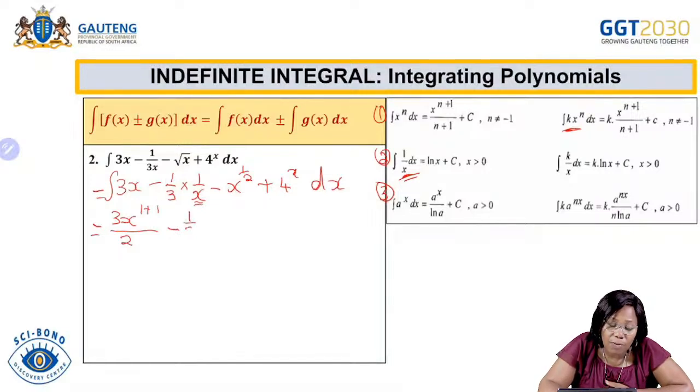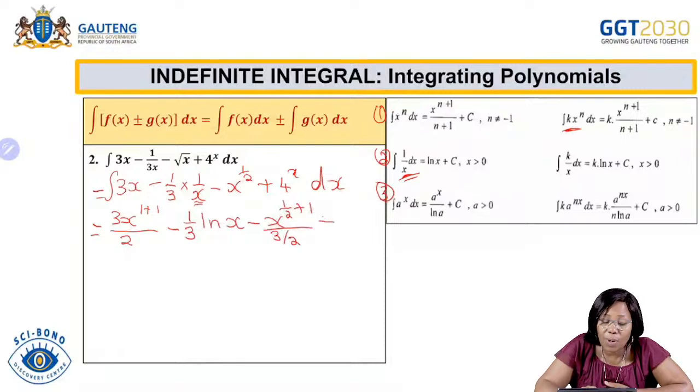That will be 1 over 3. And then this one will create a ln of x. And then now the next one, we are having minus x to the power half. That will be a plus 1. And then half plus 1 is 3 over 2.